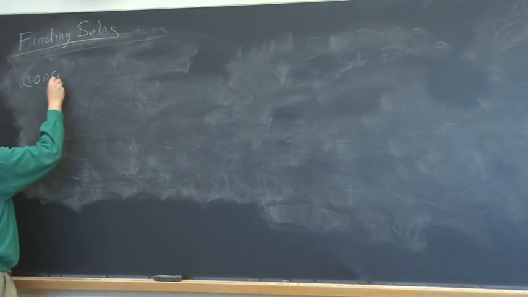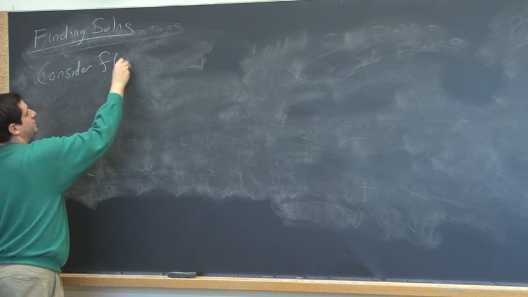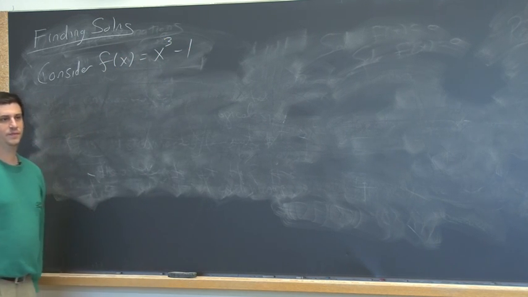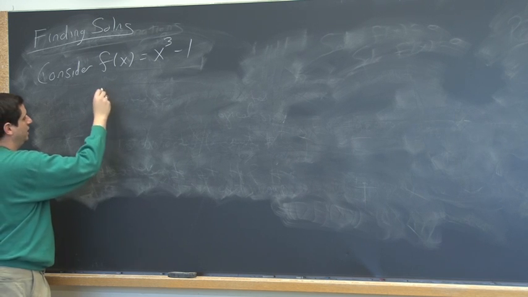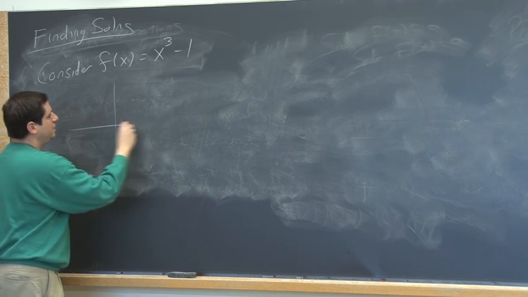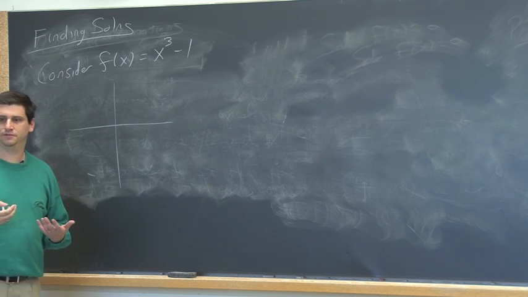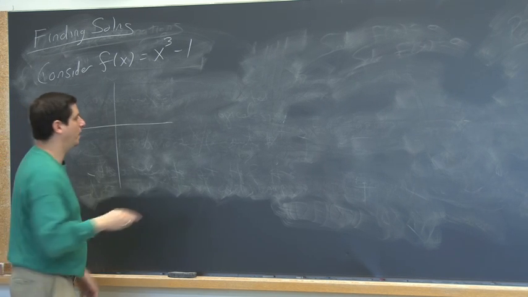So let's consider the function f of x is x cubed minus 1. Okay? So can anybody give me a value of x that's sent to 0 by this function? Value of x that's sent to 0. 1.